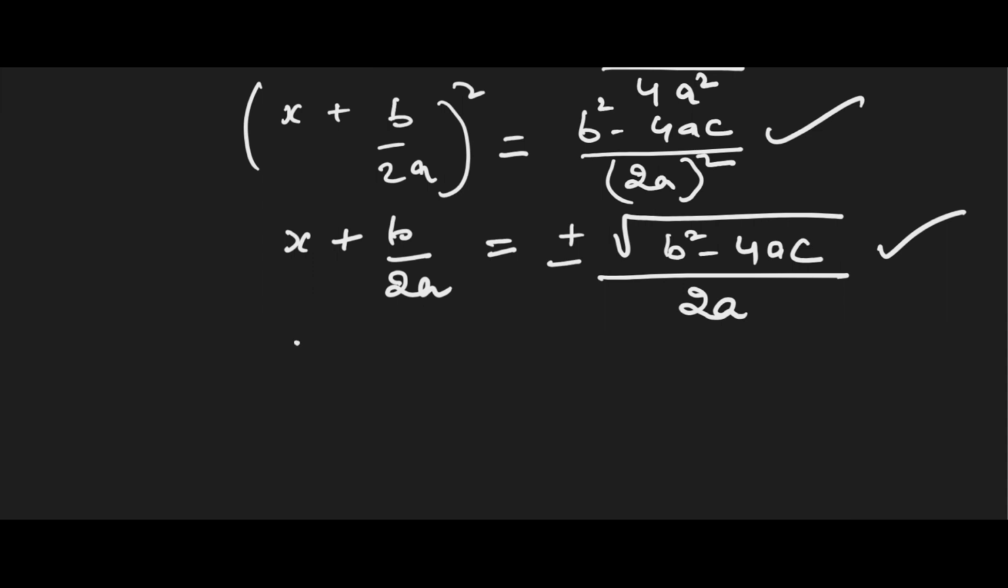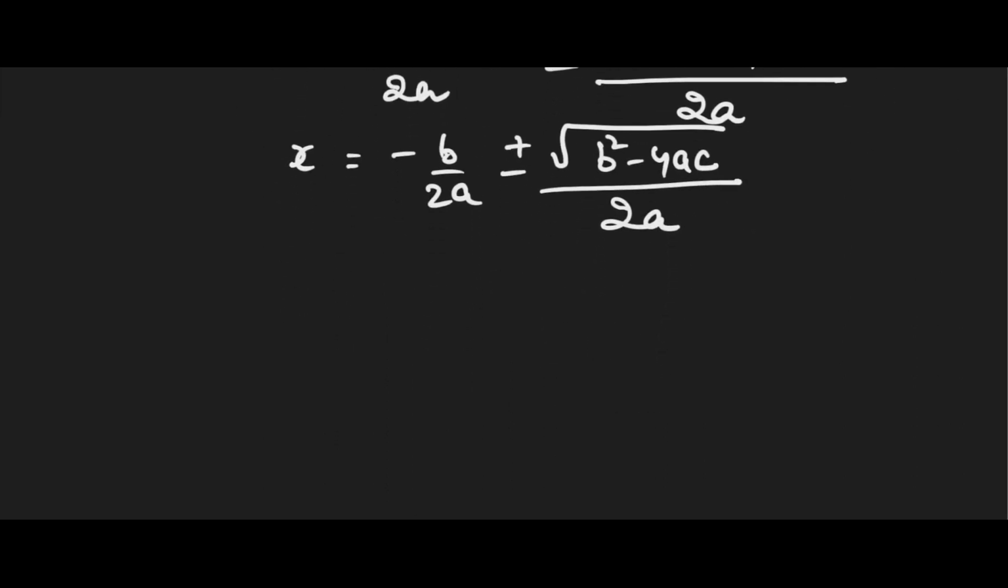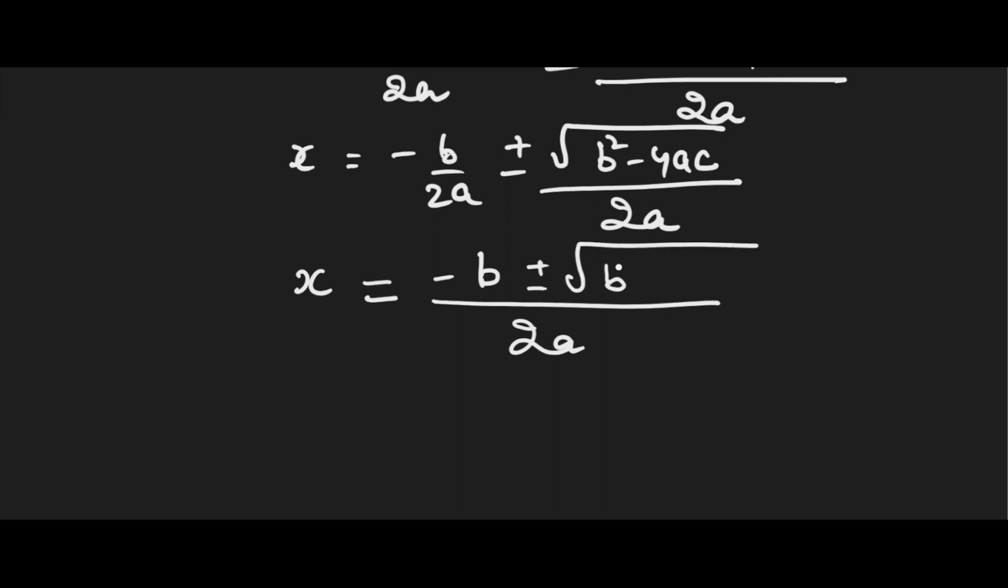Now if I take plus b by 2a to the right hand side, it will become minus b by 2a plus minus square root of b square minus 4ac by 2a. Now I get x is equal to, if I take the LCM, minus b plus minus square root of b square minus 4ac, over 2a, and this is our quadratic formula.